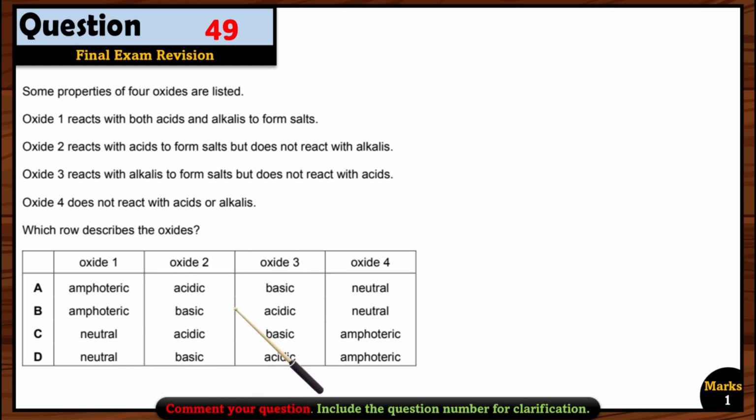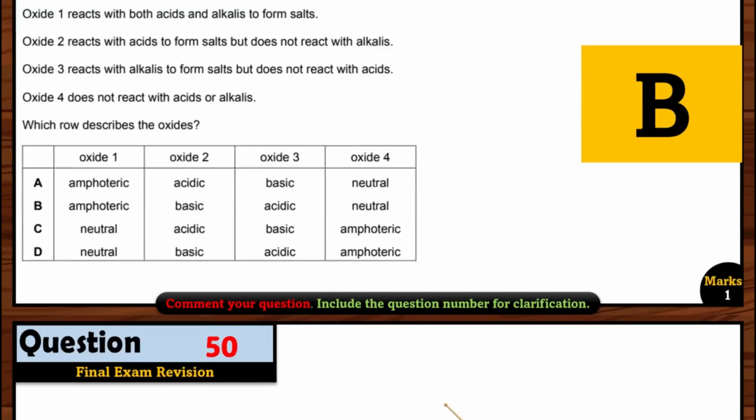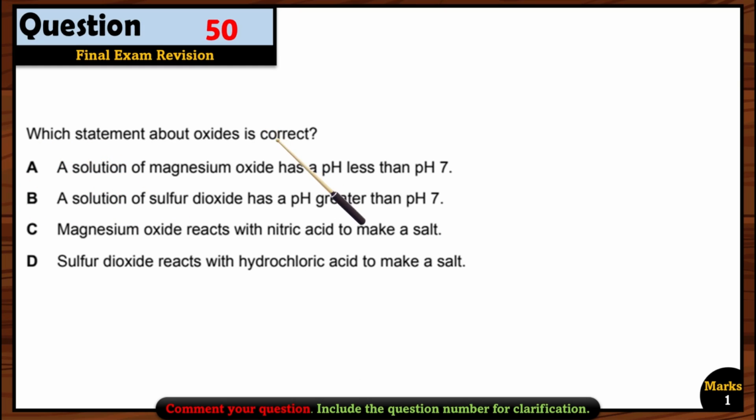We can find basic and then acidic and then neutral. So it means option B is the right option here. Question 50. Which statement about oxides is correct? Okay, let's see one by one.